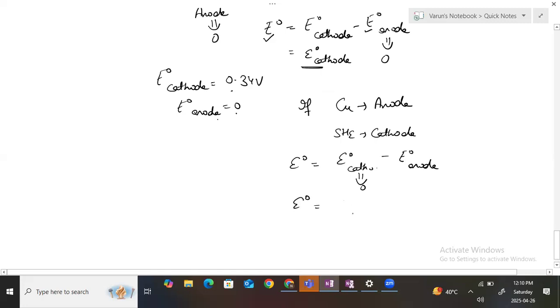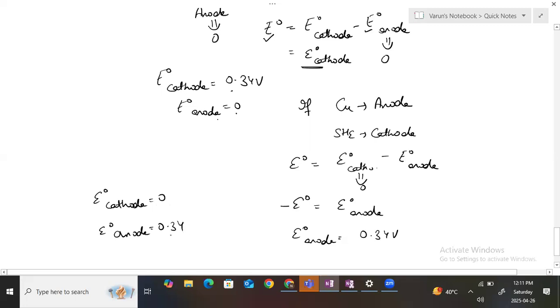E naught anode will be this one, and what I found, E naught anode in this case comes out to be 0.34 volt. Now what I can see is that E naught cathode is 0 and E naught anode comes out to be 0.34 volt. But we have learned that the one with lower value will always undergo oxidation. So by this data, my zero will be the oxidation one because the zero value is lower now.